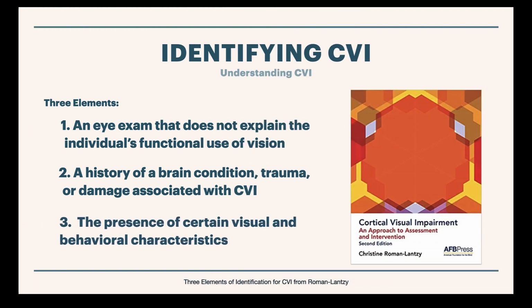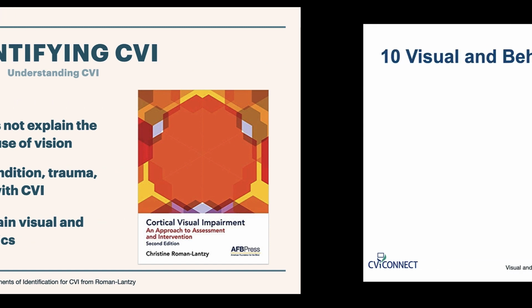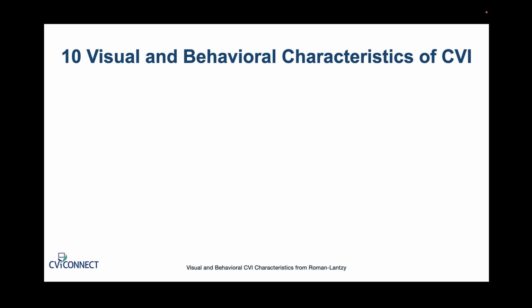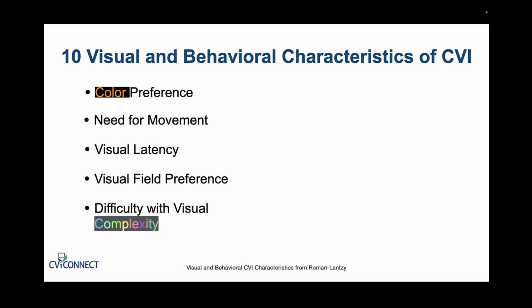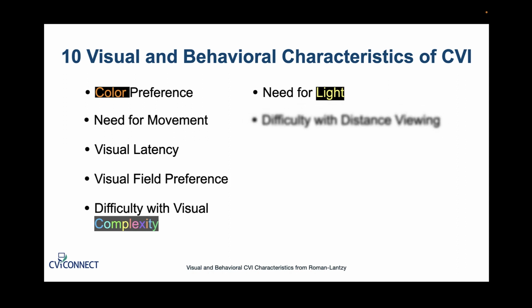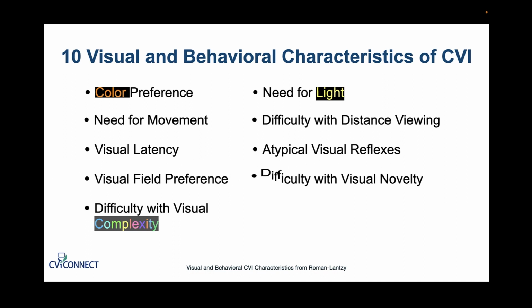The third and final element is the presence of certain visual and behavioral characteristics. The 10 visual and behavioral characteristics of CVI are color preference, need for movement, visual latency, visual field preference, difficulty with visual complexity, need for light, difficulty with distance viewing, atypical visual reflexes, difficulty with visual novelty, and finally, the absence of a visually guided reach. The next video in our learning module will go over each of these characteristics in more detail.